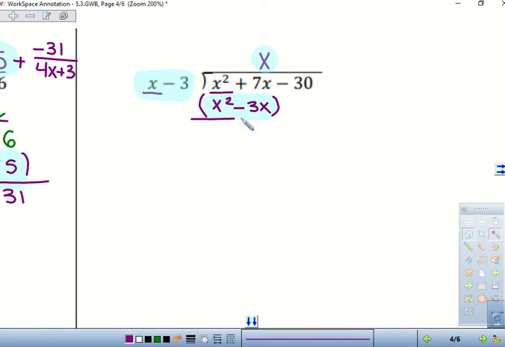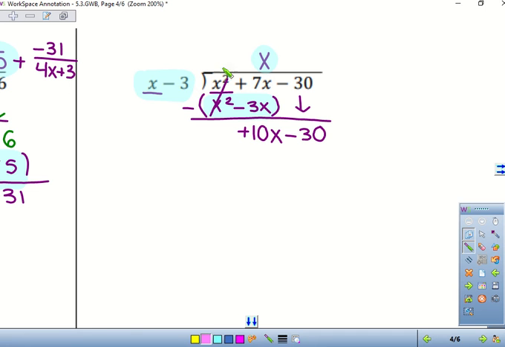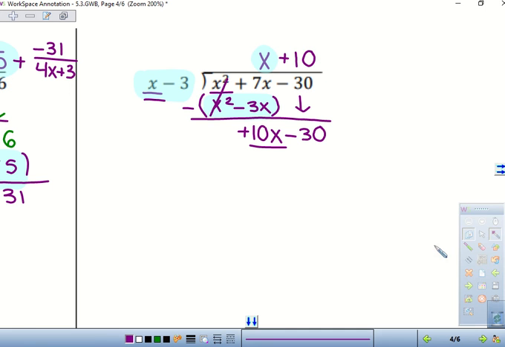And our goal is to do what with that? Subtract. The x squareds are going to cancel. This is going to become what? Positive 10x. And then I'm going to bring down the negative 30. You don't have to put the plus sign in front, but you can if you want. What would I multiply x by to get to 10x? 10. Then you're going to multiply.